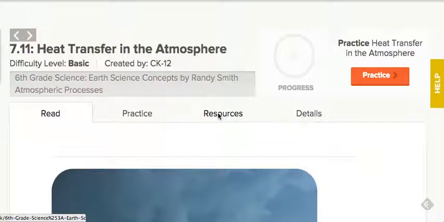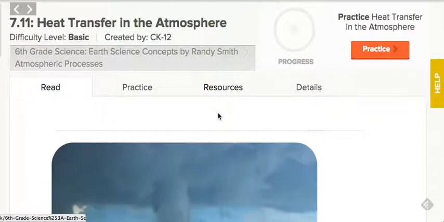All right, this is 7.11, heat transfer in the atmosphere. Let's take a look at this.